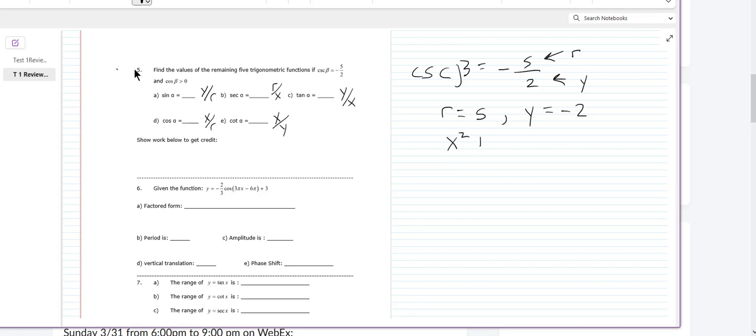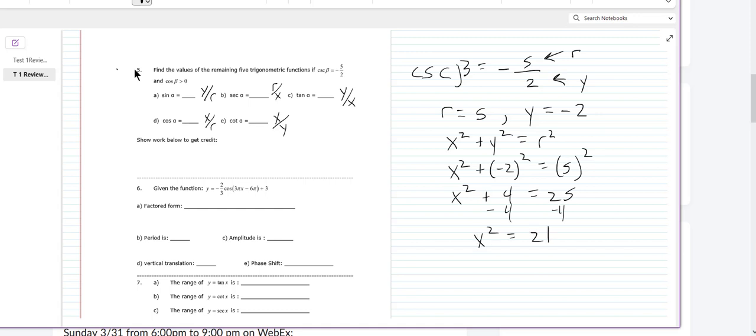Now we know that x squared plus y squared is equal to r squared, so we need to plug in. We'll have x squared plus -2 squared is equal to 5 squared. Okay, so we can solve this equation. We have x squared plus 4 is equal to 25. You can subtract 4 from both sides, and you get x squared equals 21. Then you can take the square root of both sides, and we have to figure out if it's plus or minus.